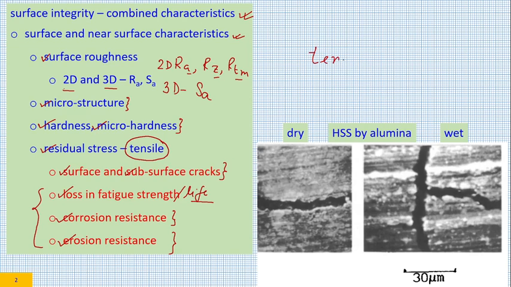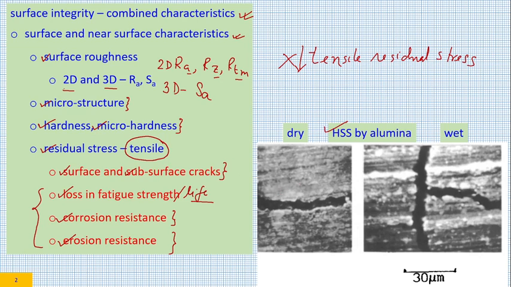So tensile residual stress is not at all acceptable, or it has to be lowered. Even if there is tensile residual stress, it has to be lowered. If it is not lowered, then there is a problem. One problem of tensile residual stress is subsurface and surface cracks.